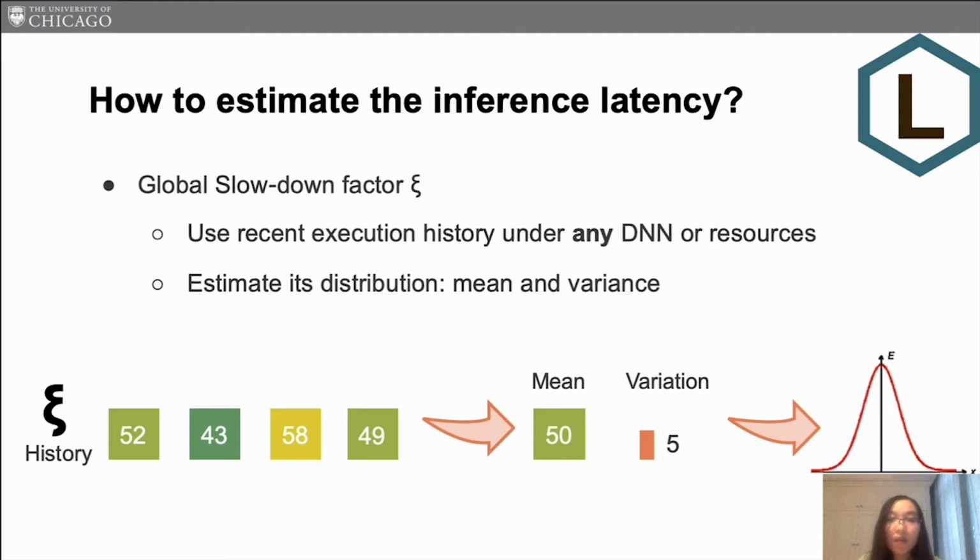In summary, we use a global slowdown factor to estimate latency. It makes use of recent execution history under any DNN or resources. Unlike the previous work, which mostly only used the mean, we also estimate its variance. Thus, we treat latency as a random variable and estimate its distribution. We will demonstrate how we use this distribution when we talk about accuracy prediction next.